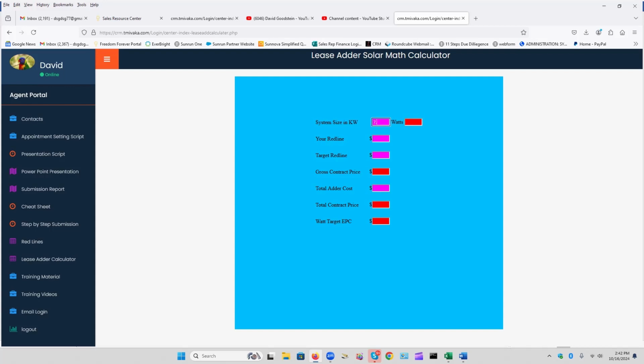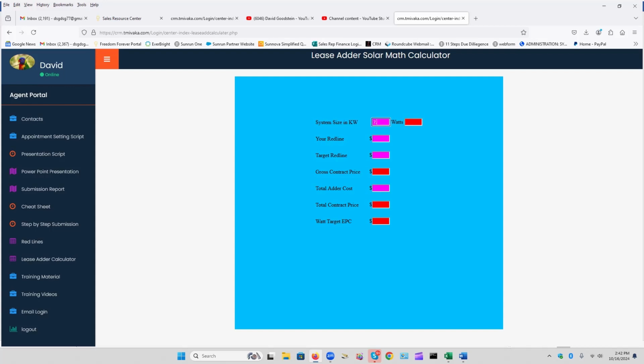All right, so if you were at 14 cents a watt previously, before we had to do the adders, you have to add the watt target EPC. So in this case, 4 cents, to get 18 cents a watt, rounding up, or 17.4 cents.